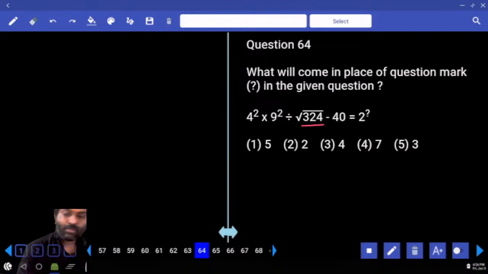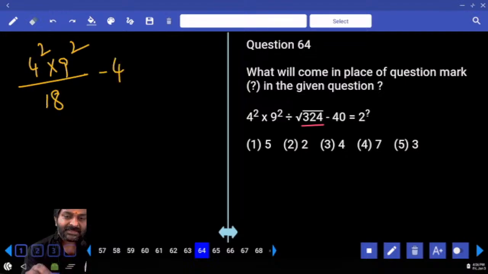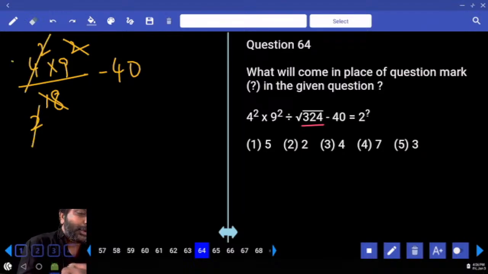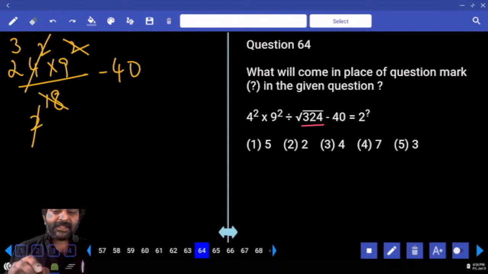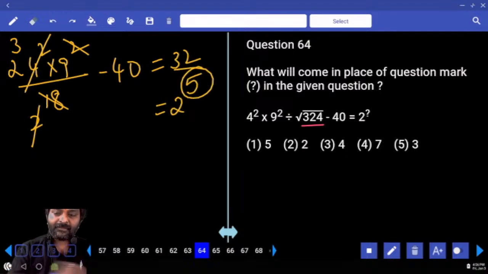324. 4 square into 9 square by minus 9, 2 times. 4 square, can I write it as 2 to the power of 4? By 2, 2 cube, right? Which is equal to 8. 8 into 9, 72 minus 40. 32 can be written as 2 to the power of 5.